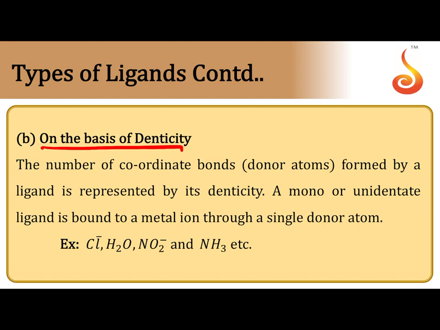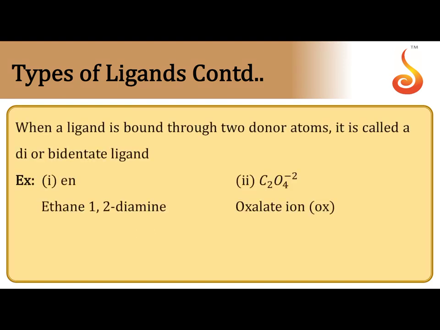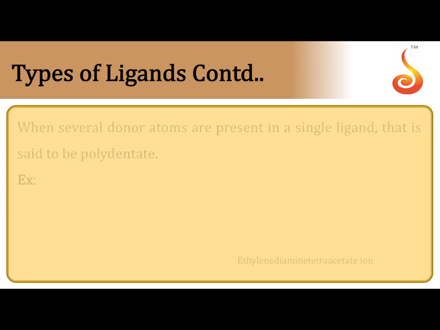Next, classification of ligands based on denticity. Denticity is the number of dative bonds, coordinate covalent bonds, formed by one ligand. Some ligands can form only one dative bond. They are called monodentate or unidentate ligands. Some ligands, a single ligand molecule or ion, can form two dative bonds. They are called bidentate ligands. Example, ethane-1,2-diamine.